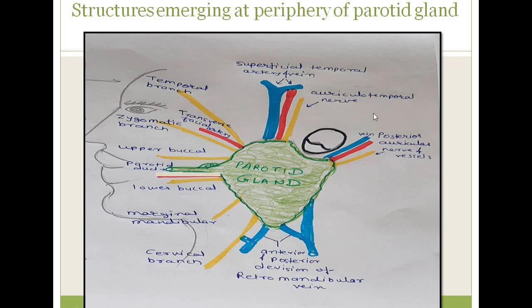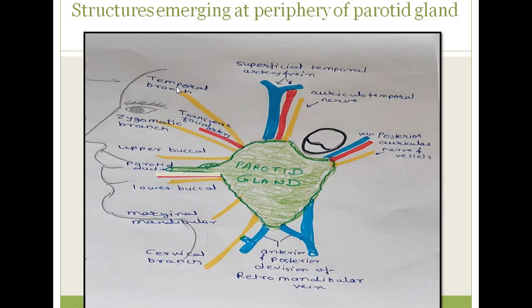Now the structures emerging at the periphery of the parotid gland. Here you can see the branches of the facial nerve exiting from the anterior margin or anterior border of the parotid.